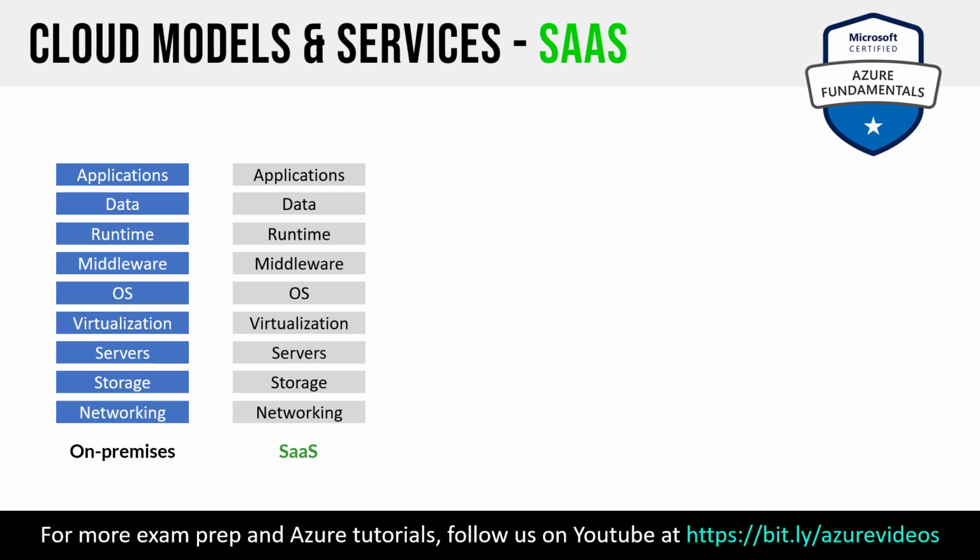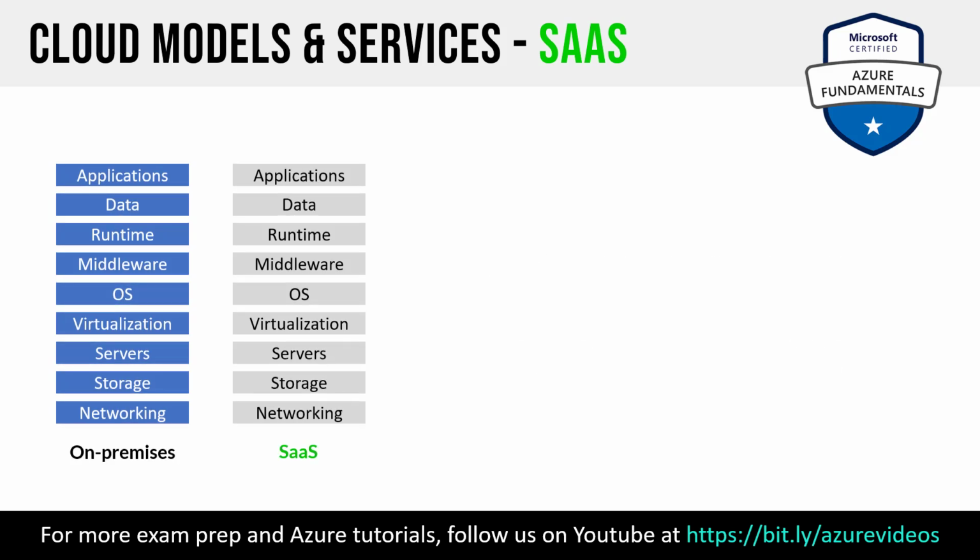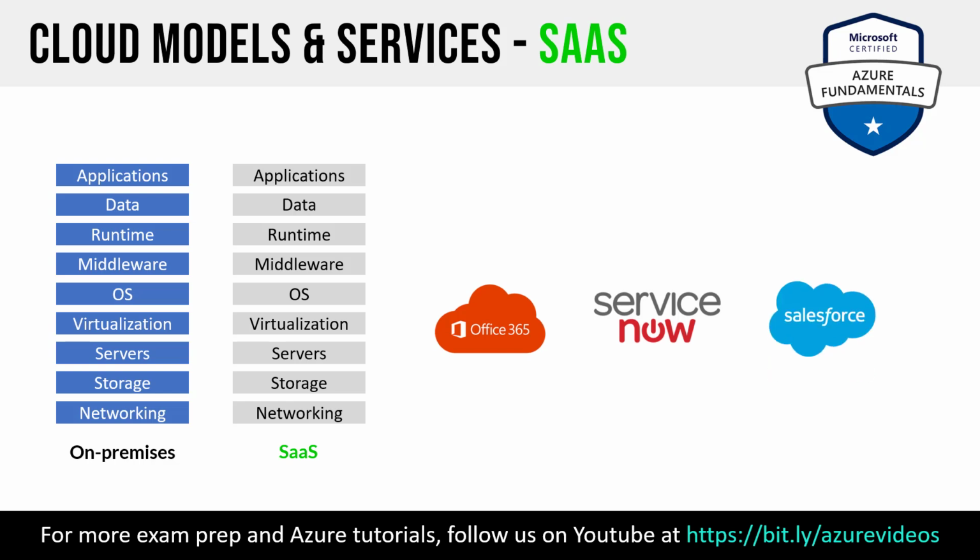Moving into software as a service, we see we just configure features. Now there are discussions to be had around customer responsibility for data. So many customers will implement an extra backup solution to back up all of their data sitting in OneDrive, for example, for faster recovery from scenarios like ransomware. But the CSP here is really responsible for management, operation, and availability of the service. So the CSP is taking on quite a lot of responsibility in this scenario. Examples here would include Office 365, ServiceNow, and Salesforce.